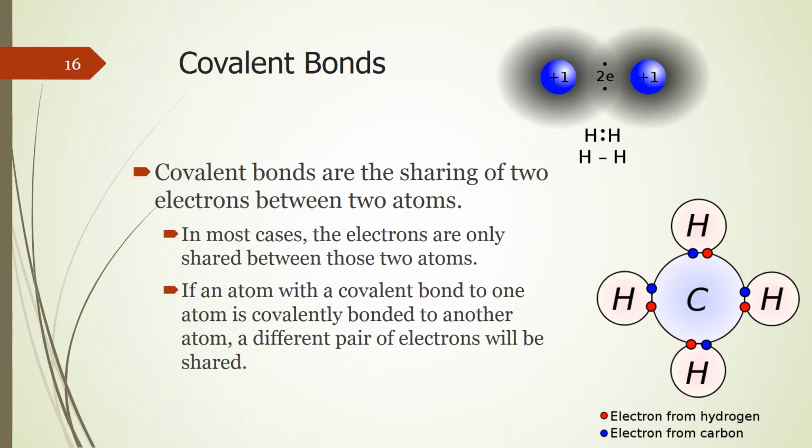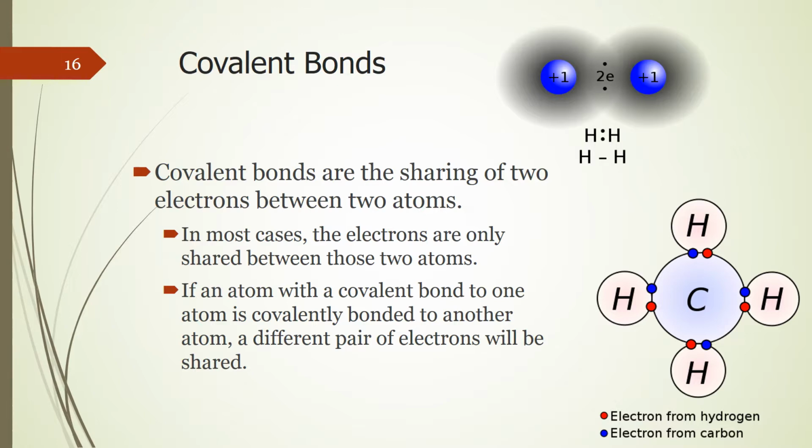Now, covalent bonds, those are going to be the sharing of two discrete electrons. Those two electrons are shared between two atoms, generally speaking. There are scenarios where they are shared between multiple atoms. We'll talk more about that later on. But generally speaking, it's two electrons shared between two atoms.